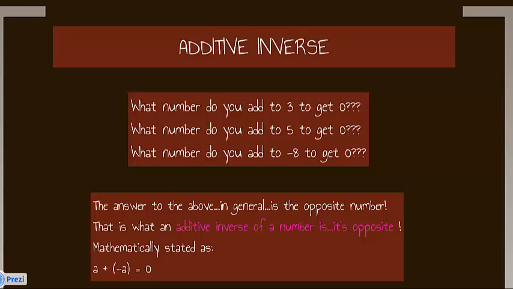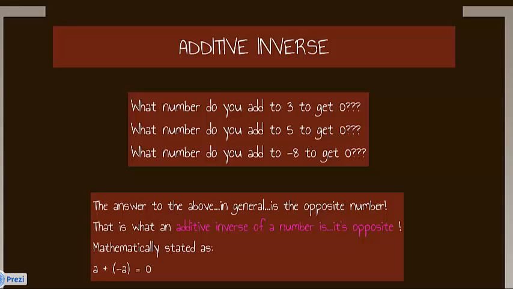What number can you add to 3 and get 0? What would you add to 5 to get a result of 0? And what would you add to a negative 8 to get a result of 0? So if you look at the pattern there, you're going to add the opposite number to get a result of 0. So the answer to the above in general is the opposite number. So we say the additive inverse of a number is its unique opposite.